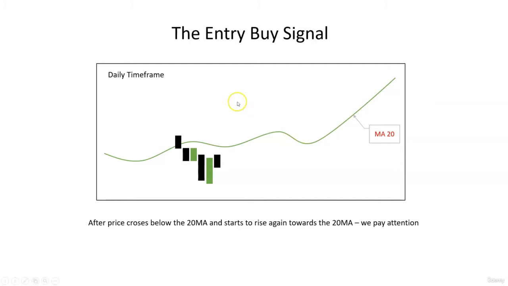So we are going to start first with the crude depiction of the entry buy signal. As we discussed before, one of the indicators used in this strategy is a 20-day moving average, a 20 period MA. We are going to call it like this. This is on a daily time frame, and this is what we would like to see on the price section on the chart. After price crosses below the 20 MA and starts to rise again towards the moving average, we pay attention to the price.